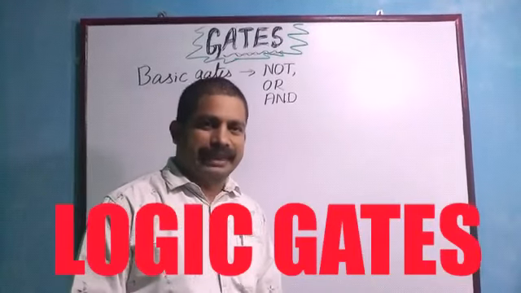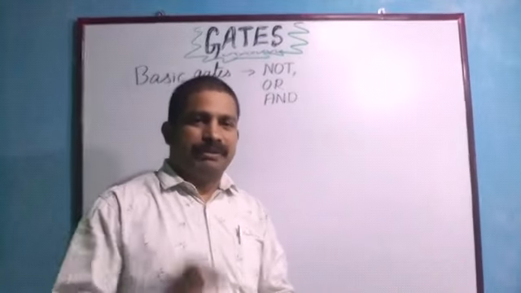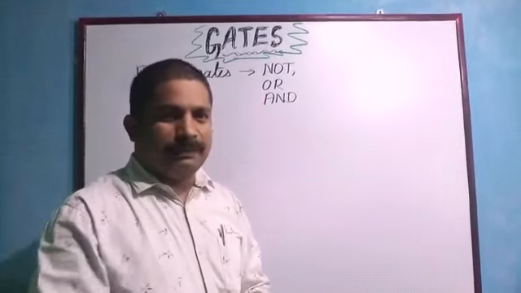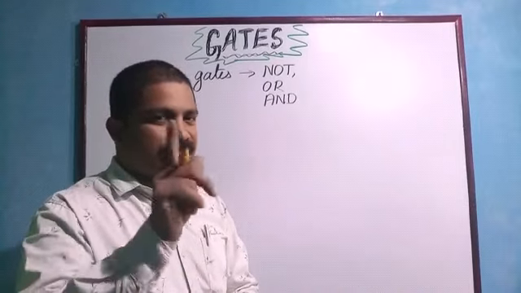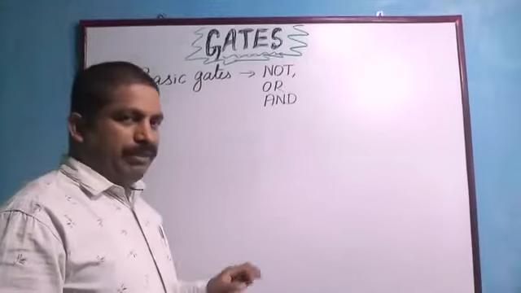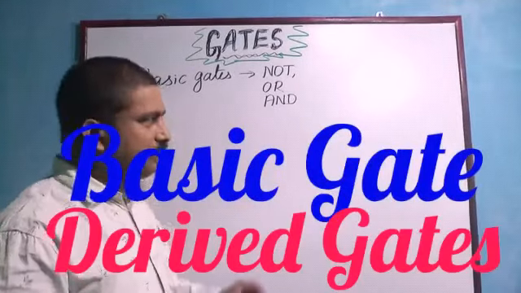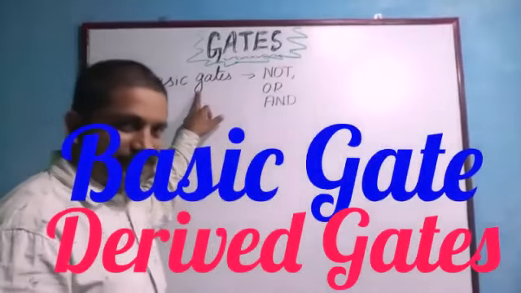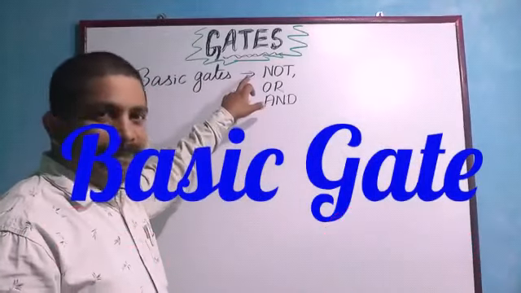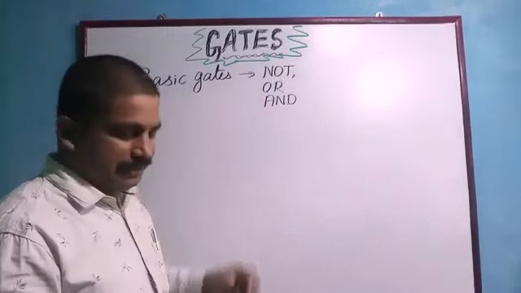Study about the gates. Gates are simply electronic circuits which work with one or more input signals and give only one output signal. In the gates, we have two types. One is basic gates, another is derived gates. Let us today study about the basic gates. There are three basic gates. They are NOT, OR, AND gate.